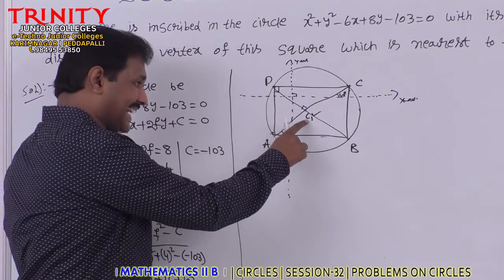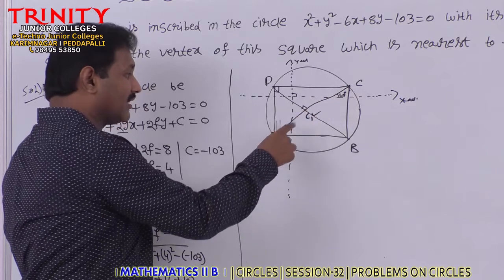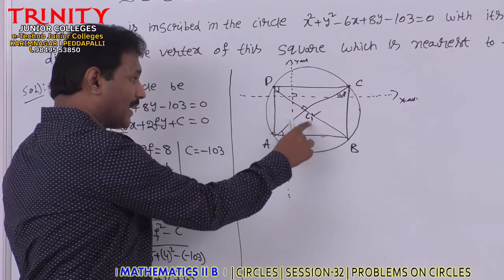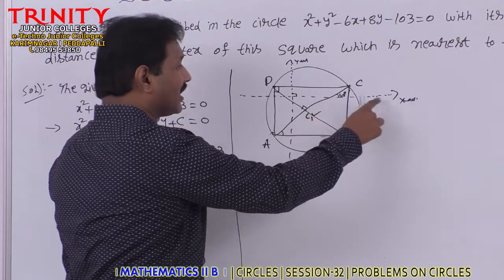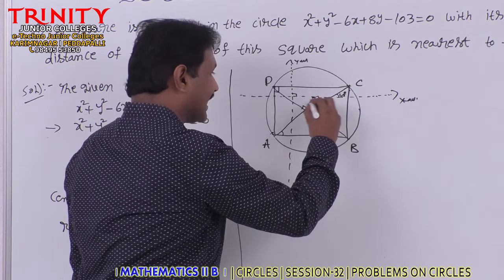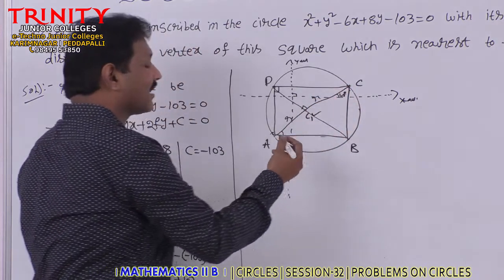Here we know the center of the circle. That means a point on AC is C1. We know one point, C1, and the angle of inclination is known. And the distance is R. That side is R, this side is also R.